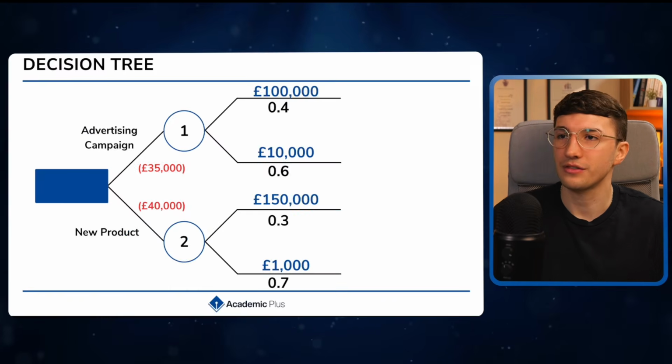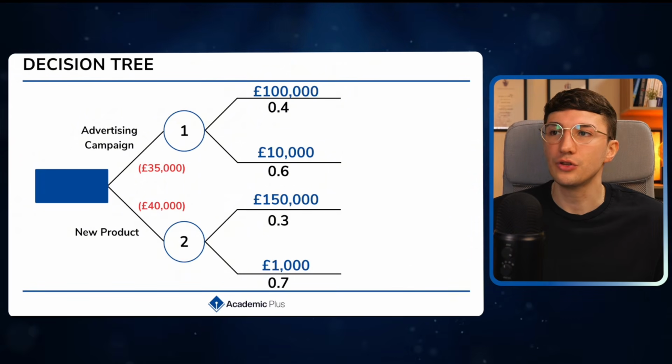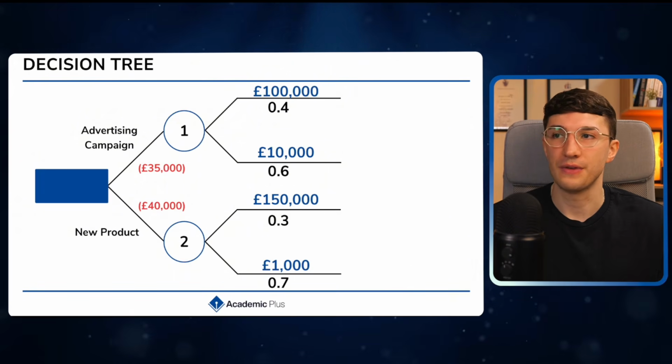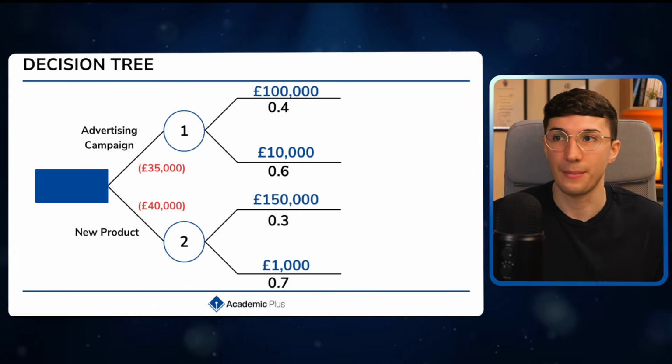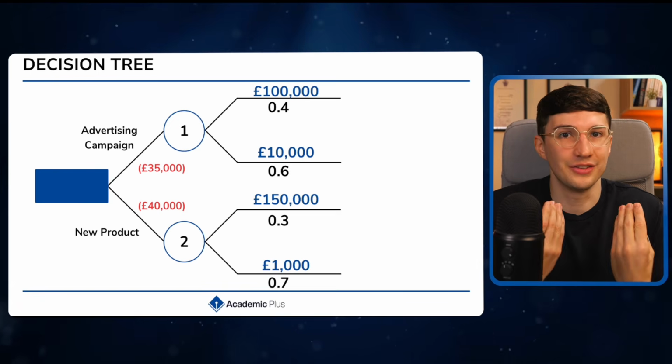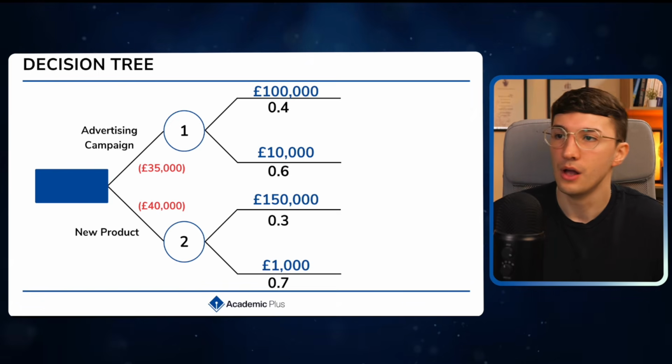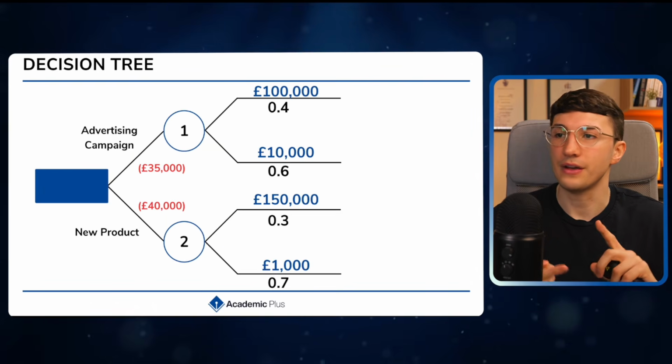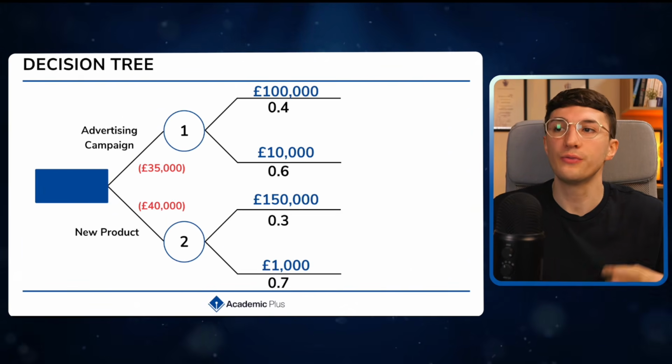Now, this is what our decision tree would look like. And as you can see here, we have 2 different investments. So we're looking to invest £35,000 into a promotional campaign. So that red number in brackets represents the investments. And of course, in brackets, because it's a negative, we're investing it into it. Or the second option is looking at investing into a new product, and that's going to cost us £40,000.